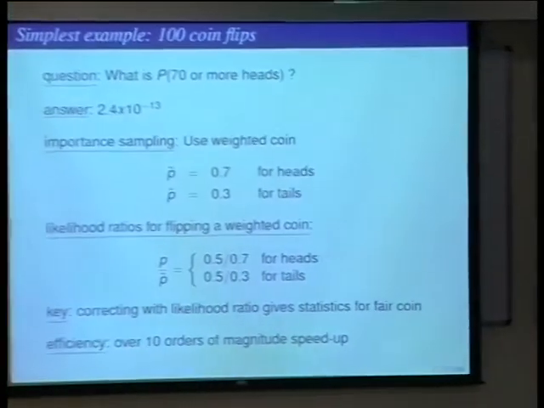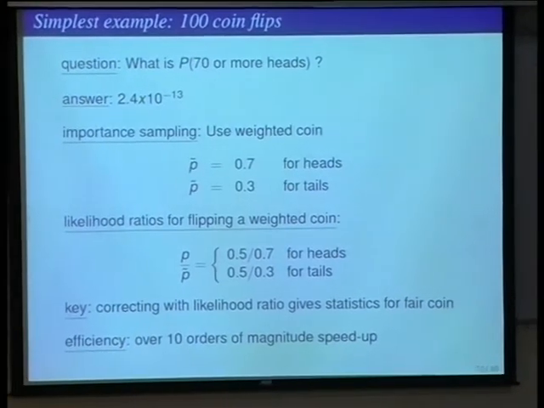Right, so I'll help you with your homework, right? How do you calculate the probability of 70 heads or more? Well, you need the probability that you get exactly 70, plus the probability that you get exactly 71, plus the probability that you get exactly 72, all the way up to 100.